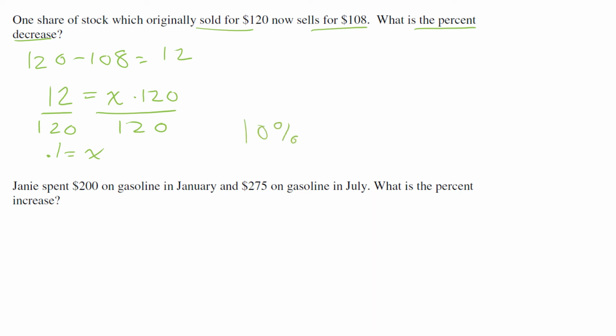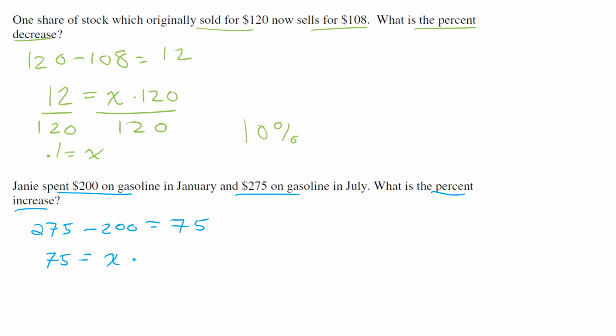All right. Janie spent 200 in gasoline in January, 275 in July. What's the percent increase? So again, let's take the difference. We'll start with the larger one, 275 minus 200. That gives me 75. So we want to know 75 is what percent?